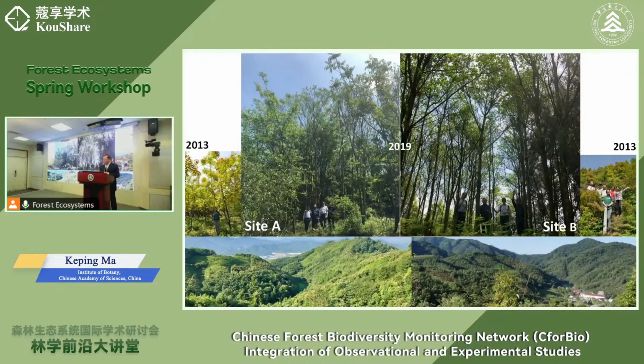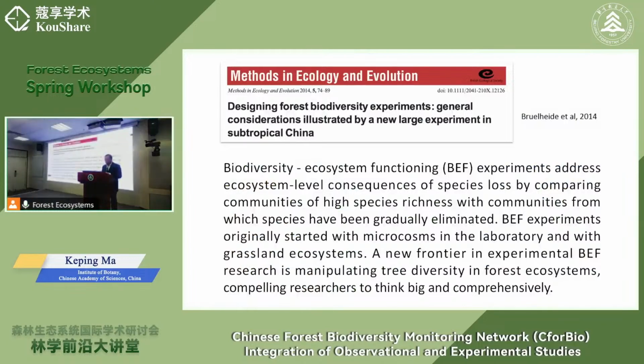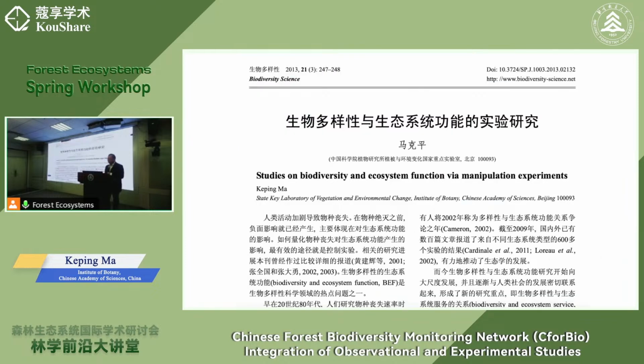very well. So from this picture, you can see some of the trees, in particular deciduous trees, grow very fast. And some of them are nearly 30 meters high. And if you are interested in the design of the site, you can learn something from the paper published in Methods in Ecology and Evolution. And I also published a paper in Chinese to introduce the experiment. So our Chinese colleagues can download this from the Journal of Biodiversity Science.